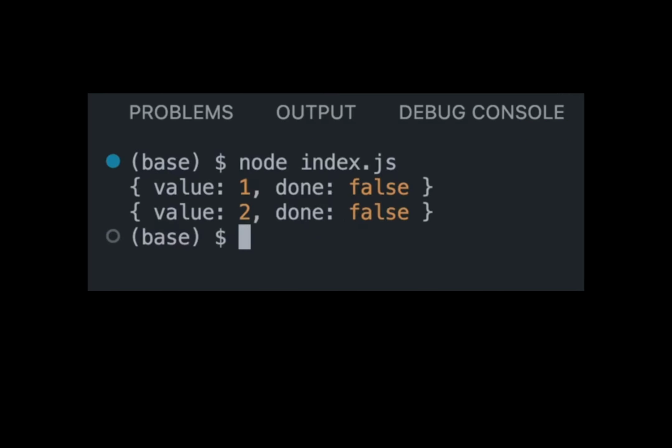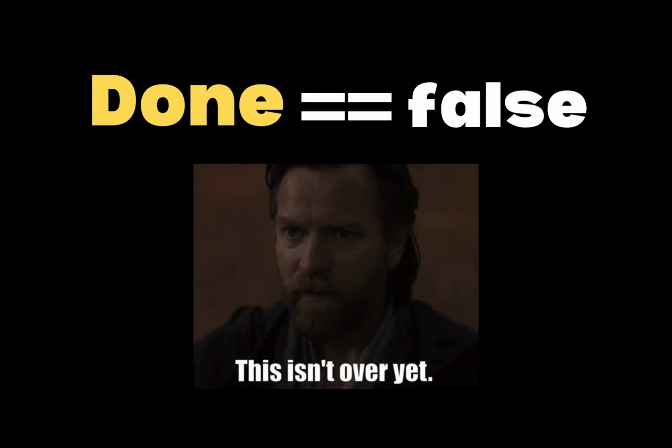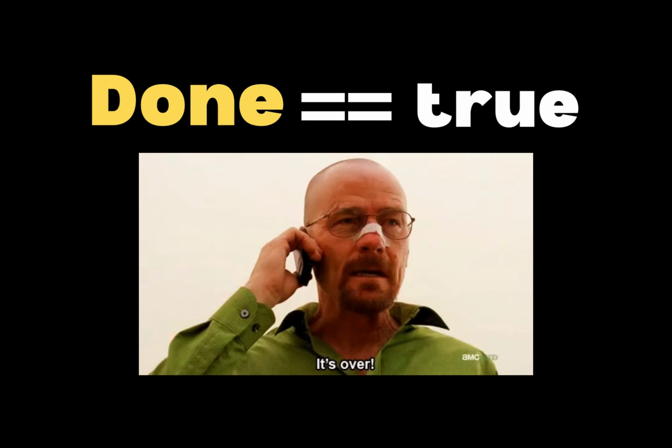It returns an object which contains the value, which is the yield value from the generator, and a done property, which is either true or false. If it is false, it means our function has still some more code to run. If it is true, it means there's nothing else to run.